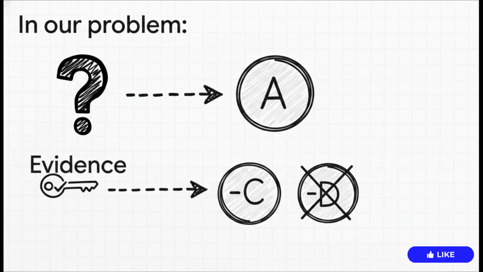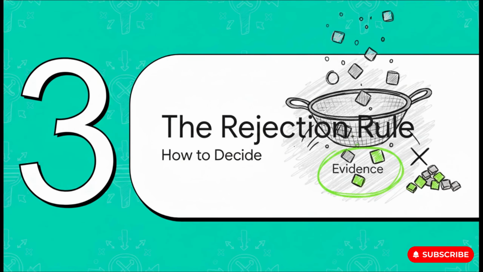So let's apply that directly to our problem. What's our query? We want to find the probability of A. That's our question. And what's our evidence? It's the fact that C is false, or negative C, and D is false, negative D. That's our helper info.